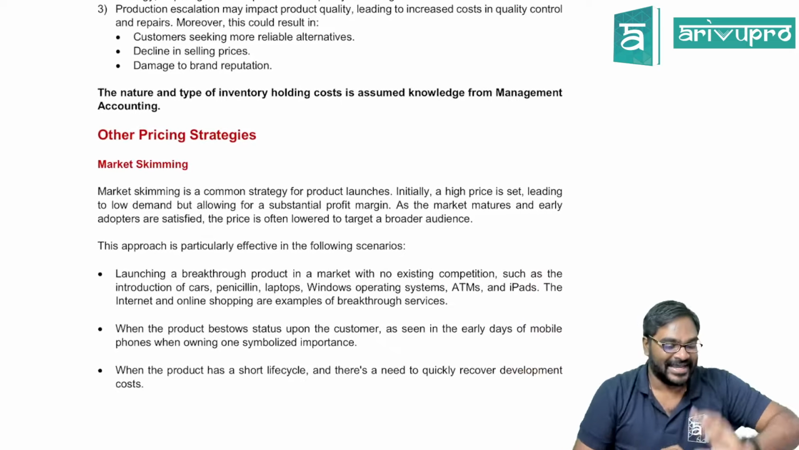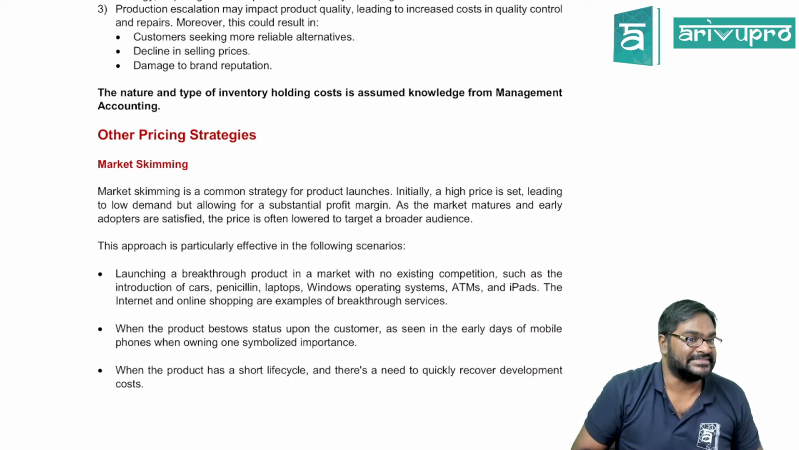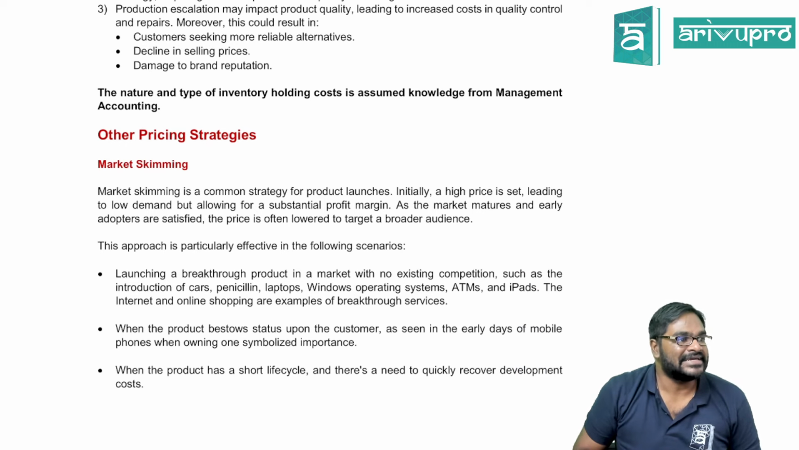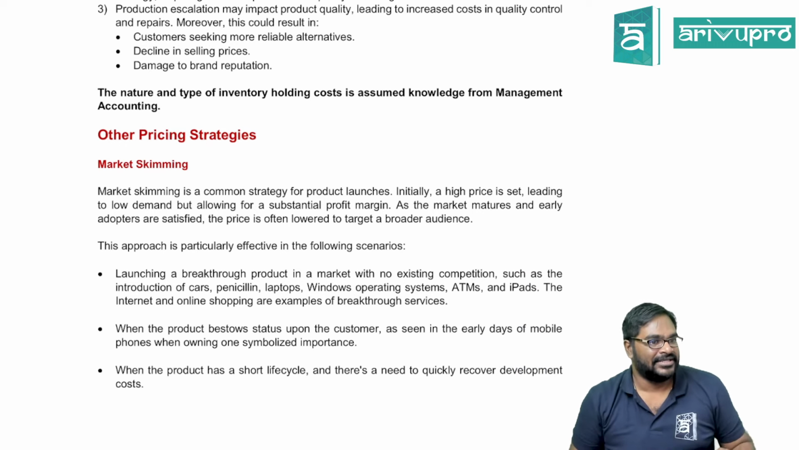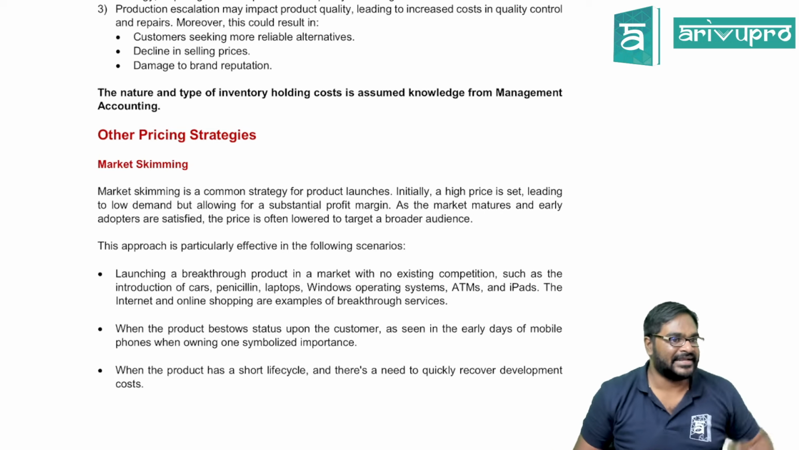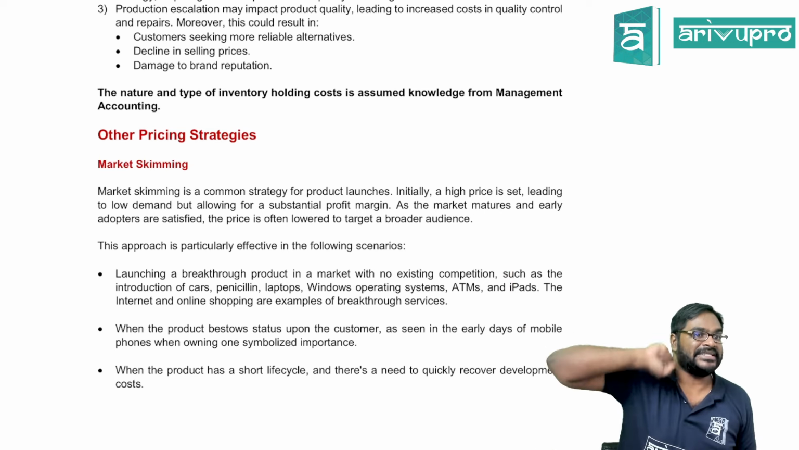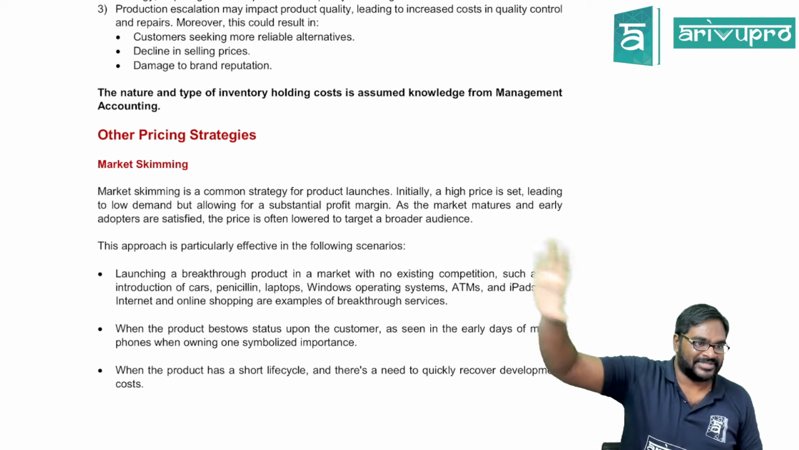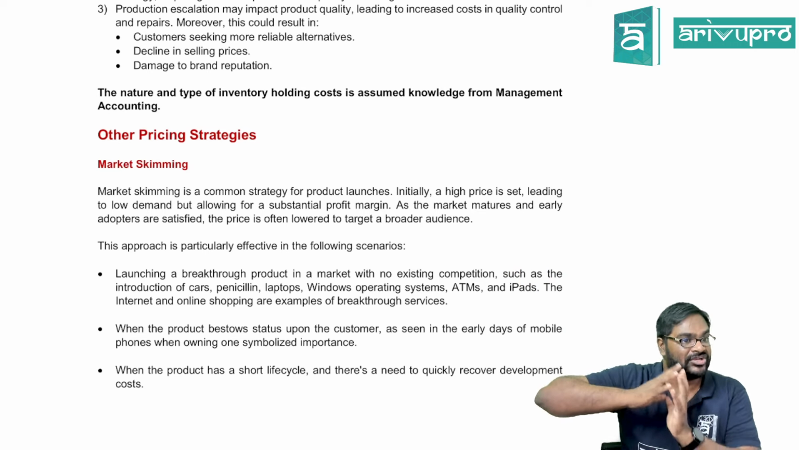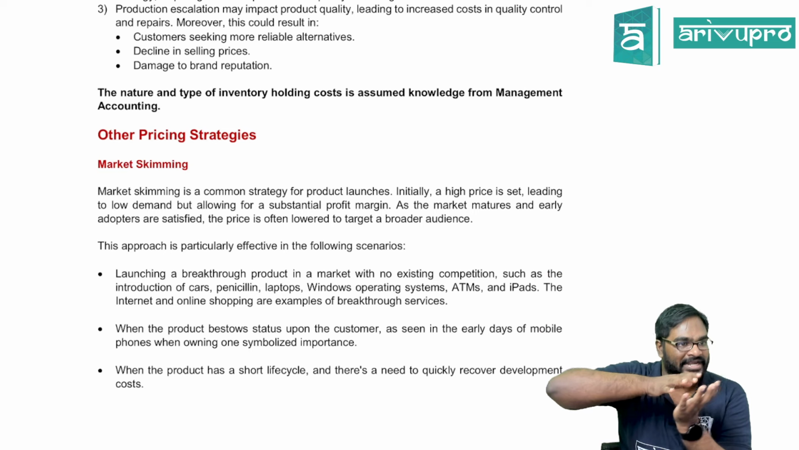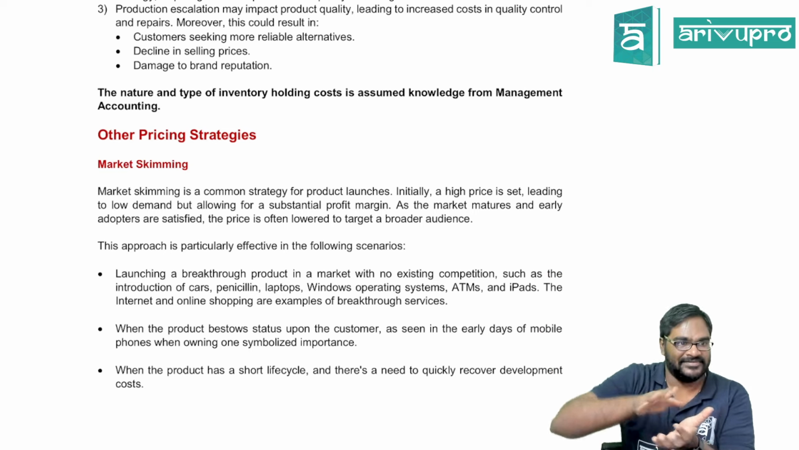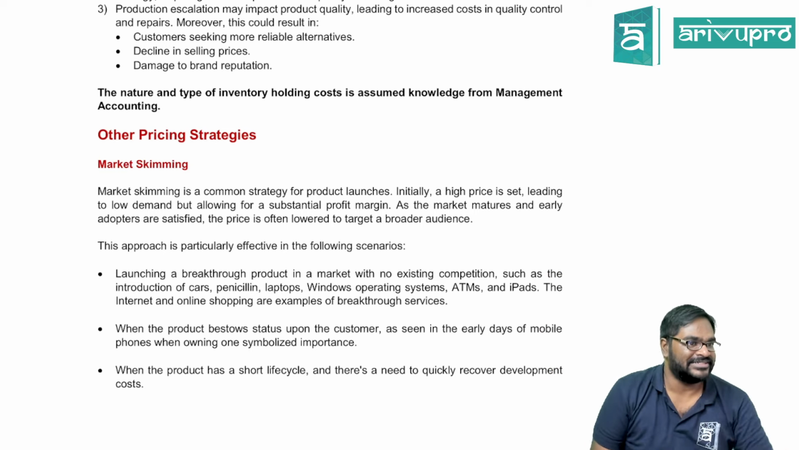Now, what are the other market strategies? Number one, market skimming. Market skimming is a strategy where you simply launch the product at a higher price, at a premium price. There are a set of customers who would like to purchase this. Once that demand is over, gradually we will reduce the price. Can you give an example for that?